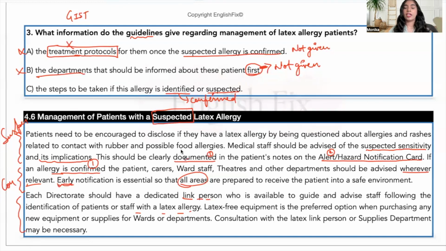So one, if you believe that the patient has an allergy, then it should be documented in the patient's notes and here. Then if that allergy is identified or confirmed, then this should be done, and then this should be done. So basically they have talked about the steps. So yes, this is the right answer here.